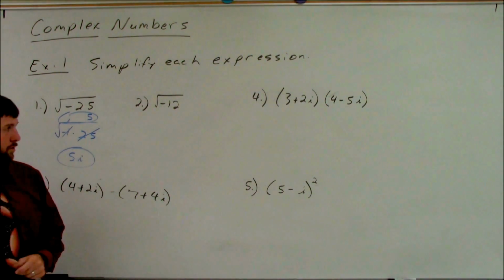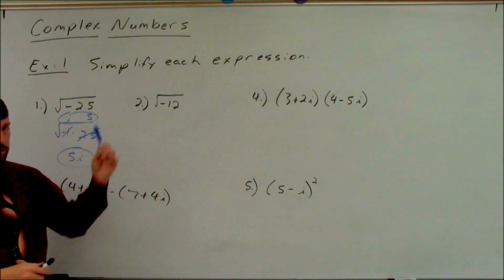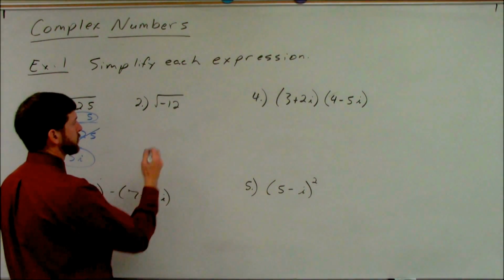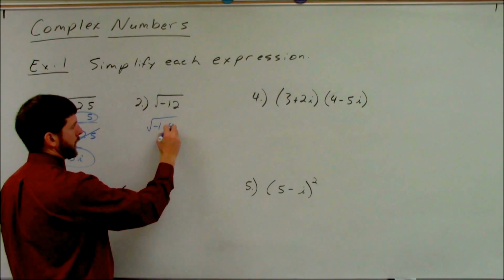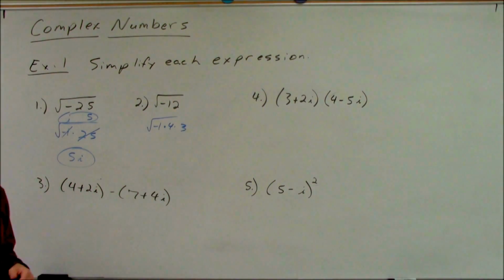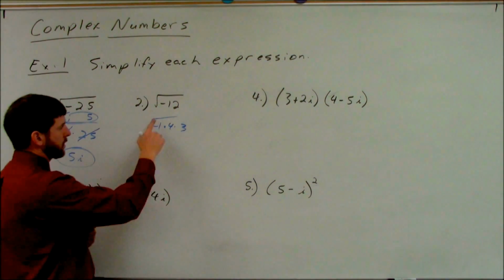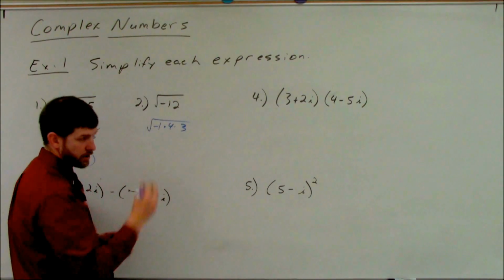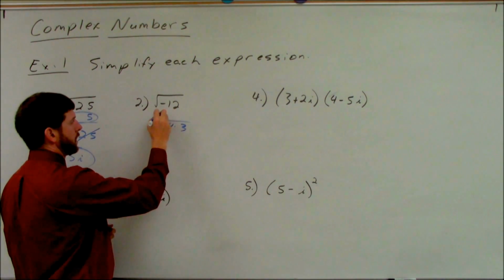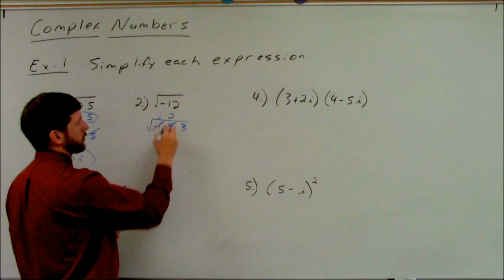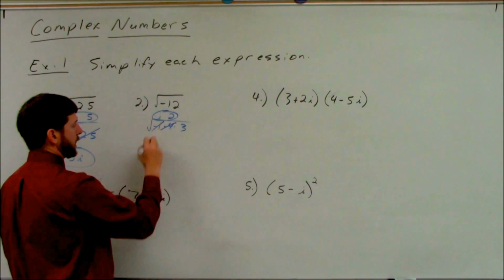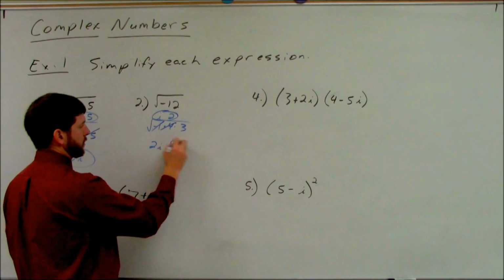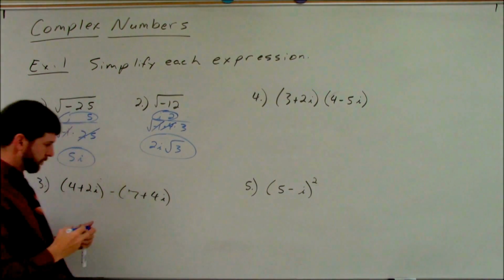If I had something like the square root of negative 12, 12 is not a perfect square. So when I rewrite this with perfect square factors, it's negative 1 times 4 times 3. 4 is the perfect square that goes into 12. And then I just answer the question. What's the square root of negative 1? i. What's the square root of 4? 2. What's the square root of 3? I don't know, so I leave it. 2i came out, and the square root of 3 was left in.